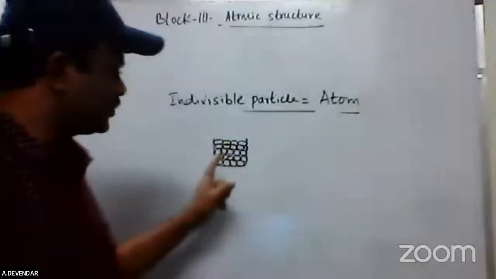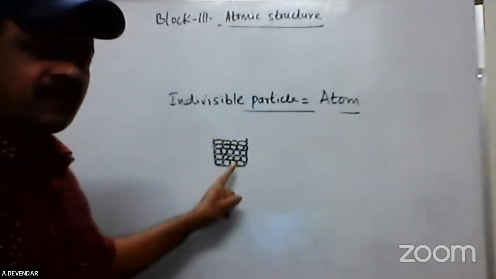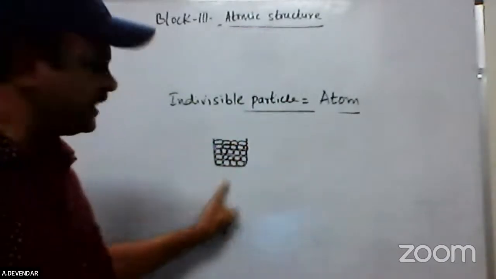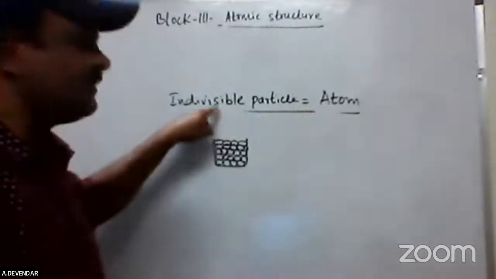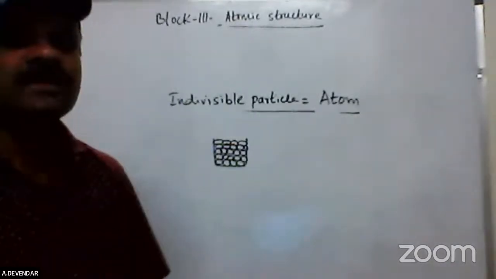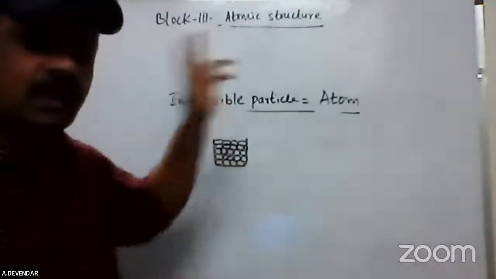So according to John Dalton, matter is made up of atoms, these individual particles. The word indivisible is a Greek word. Indivisible means it is called an atom. You can't divide it further.